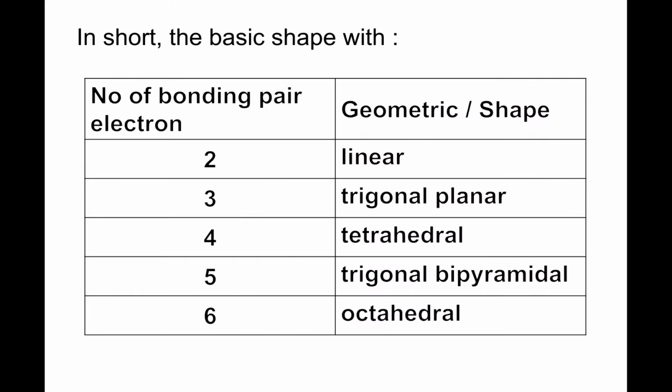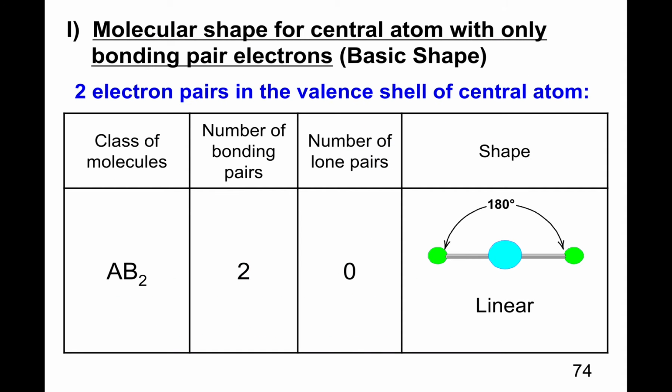We are going to apply VSEPR theory in order to determine the molecular shape. But before that, let's discuss the basic molecular geometry. We have 5 basic molecular geometries. The first one is linear. For basic molecular geometry, what is important? You need to memorize the name of the molecular geometry, you need to know the shape, and you need to know how to draw the shape and the number of electron pairs around the central atom.